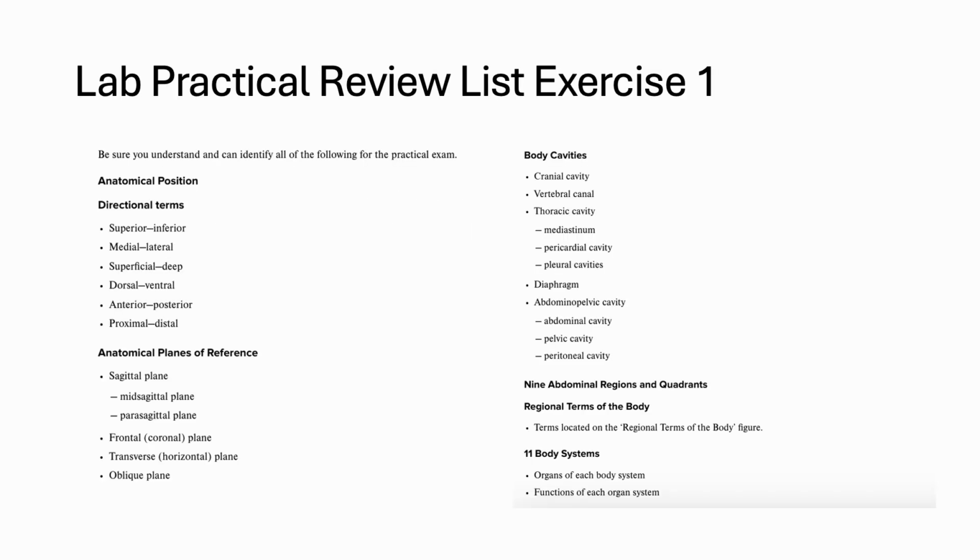If you are on Central Campus, this is your lab practical review list. This is at the end of every exercise. Everything that is on this list you should be familiar with. This is what you're most likely to be tested on when it comes to exercise 1. We're going to go through all of this today.